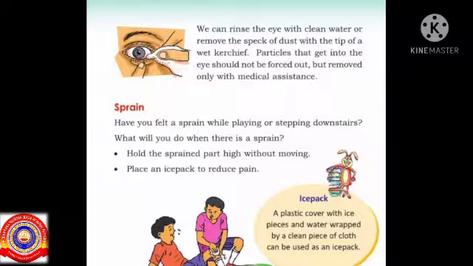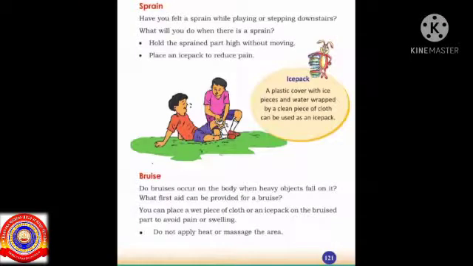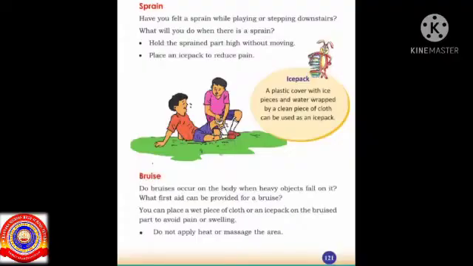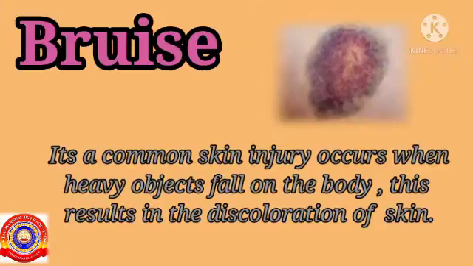Okay, so this is the first aid given for a sprained person. Okay, my dears, did you understand? Okay, shall we move on to the next topic? The next topic that we have to discuss is bruise. Do you know what a bruise is? It's a common skin injury that occurs when heavy objects fall on the body, and this results in the discoloration of skin. Dear children, do you know the reason for this discoloration of skin?